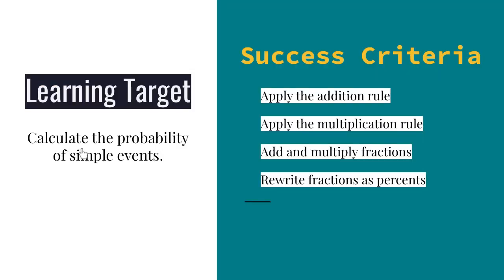So again, our learning target is to calculate the probability of some simple events. And in order to be successful at these, we need to use the addition rule when needed, the multiplication rule when applicable. We need to be able to add and multiply fractions and rewrite fractions as percentages. So let's get started today.